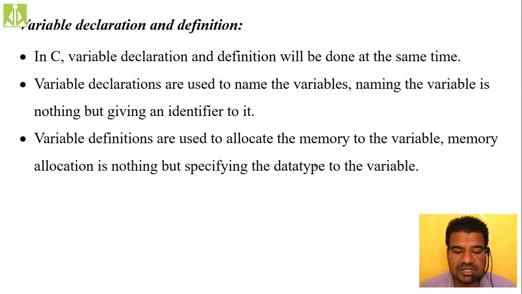Variable declaration is used for the name of the variable. Declaration is nothing but giving the name to the variable, and giving the name to the variable is nothing but giving an identifier to it. Name is nothing but a noun in your natural language, and identifier in your programming language. See, this relativity, how you are relating the programming language with real-time languages, is very important.